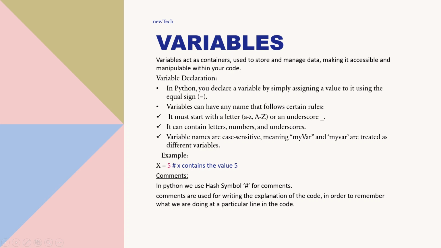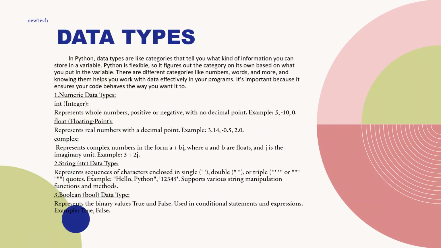Example: x = 5, so x contains the value 5. Comments: in Python, we use the hash symbol for comments. Comments are used for writing the explanation of the code, in order to remember what we are doing at a particular line in the code.